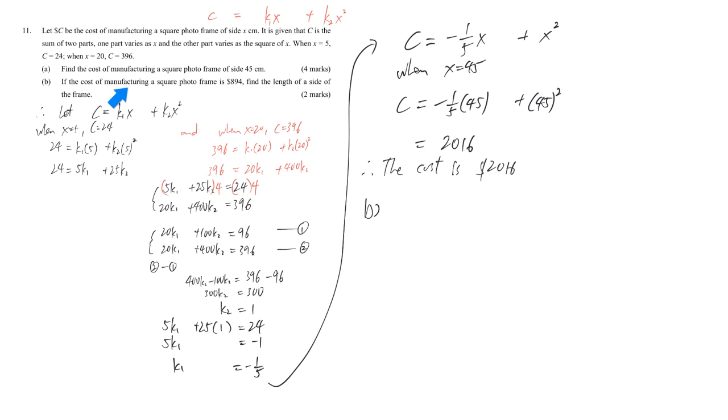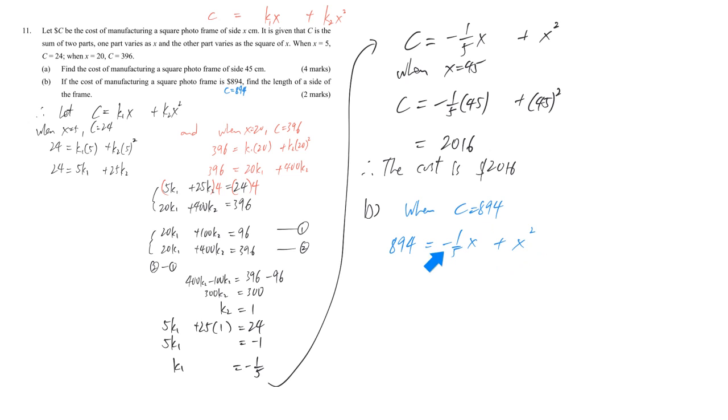In part B, they say that the cost of manufacturing a square photo frame is $894. That means it's talking about another situation where C equals 894. They ask what is the corresponding size of the frame. So we consider another case when C is equal to 894. Then we write down 894 is equal to negative 1 over 5 times x plus x squared.